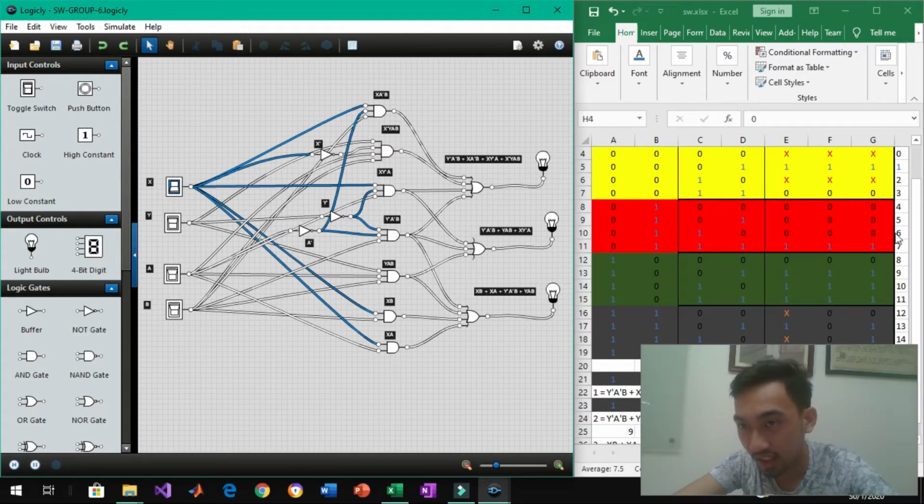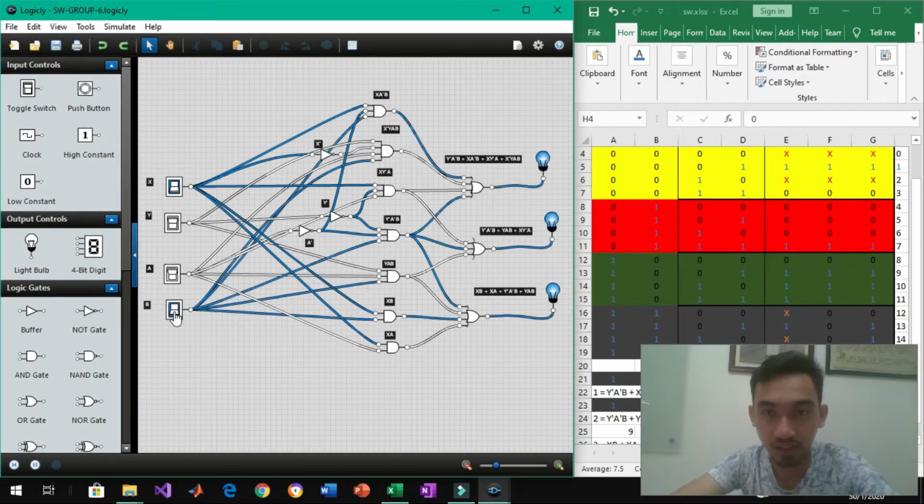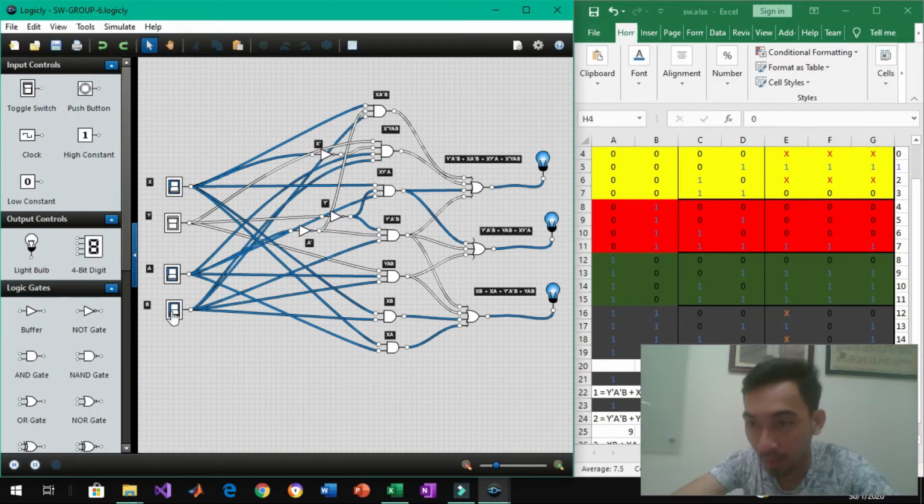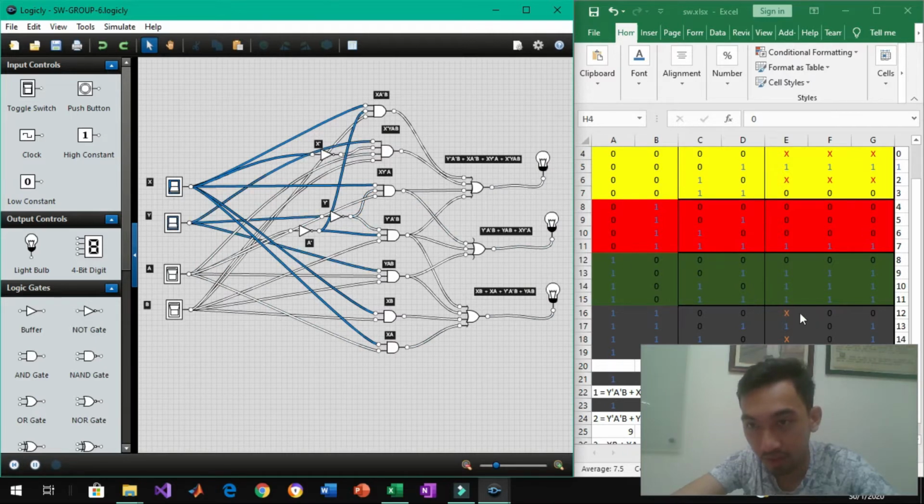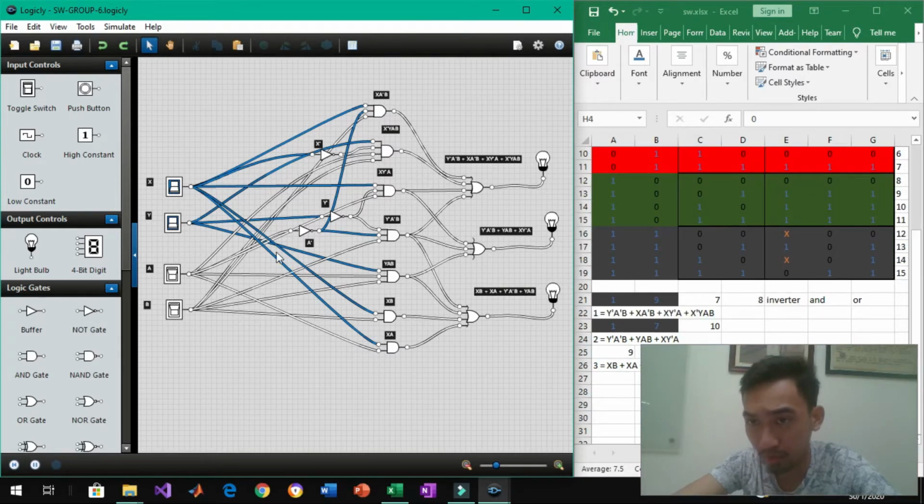9 to 11 should all be ones. That's 9, 10, 11, and then 12. Output 1 here has an X, which is a don't care term. Output 2 and 3 will have zeros. And then at min term 13, output 1 and output 3 should have a 1. This is output 1, output 2, output 3.